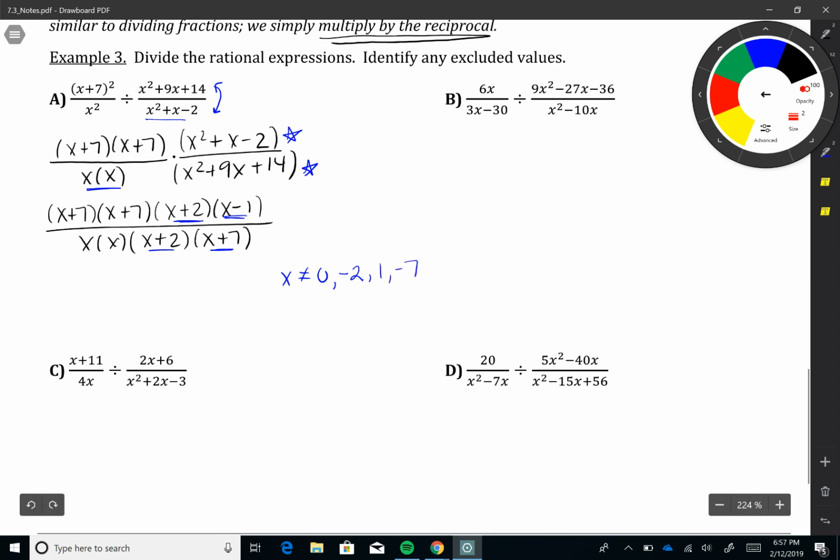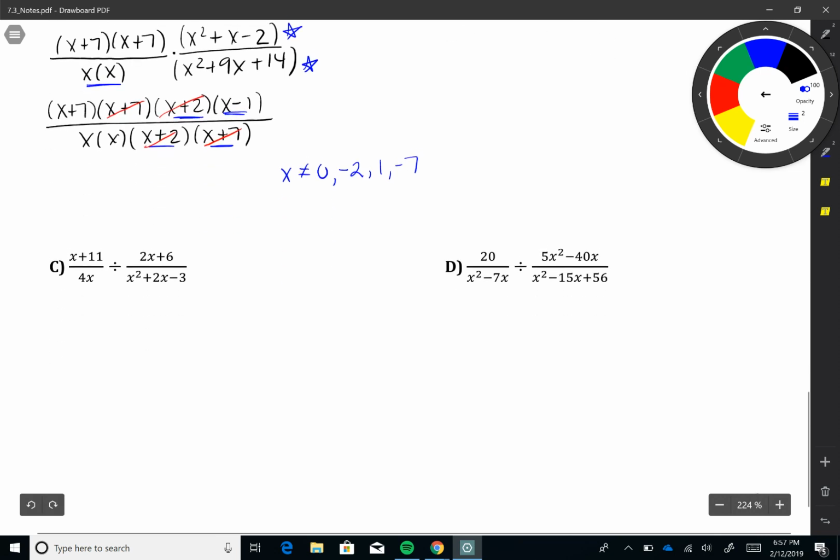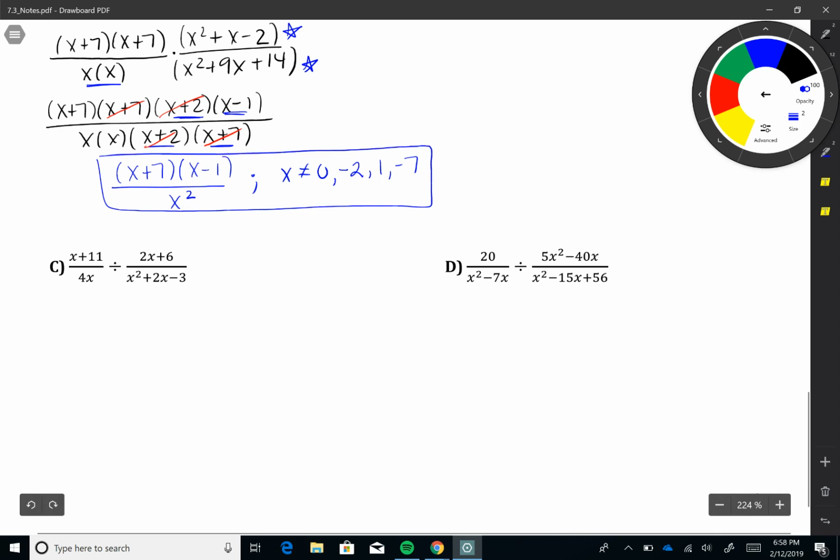All right, now let's cancel stuff we can. I've got x plus 2, and I've got an x plus 7, but that's all I can cancel. So my final answer is, in my numerator, (x plus 7) times (x minus 1) over, I'm just going to leave that back as x squared. And x cannot equal 0, -2, 1, and -7.